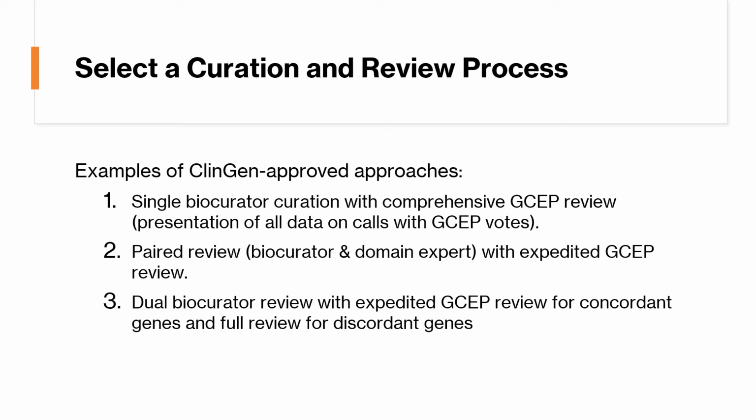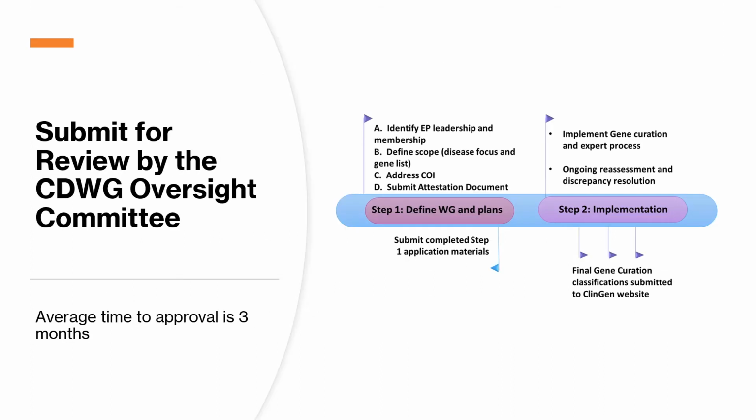GCEPs also need to choose the process they will follow for performing gene curation and classification after they are approved. There are several ClinGen approved approaches listed here, and materials are available from GCEPs that have already completed the process to assist with this decision. At this point, the GCEP is ready to submit their application for review and approval by the CDWG Oversight Committee.